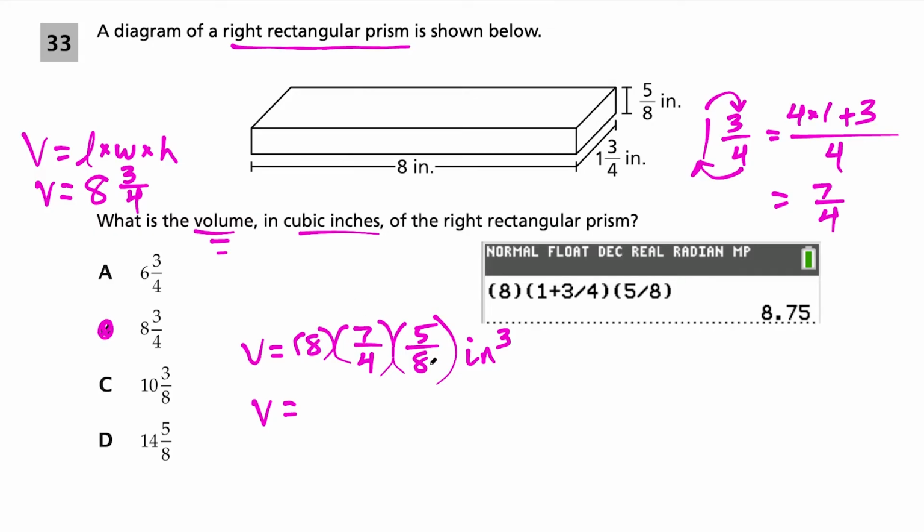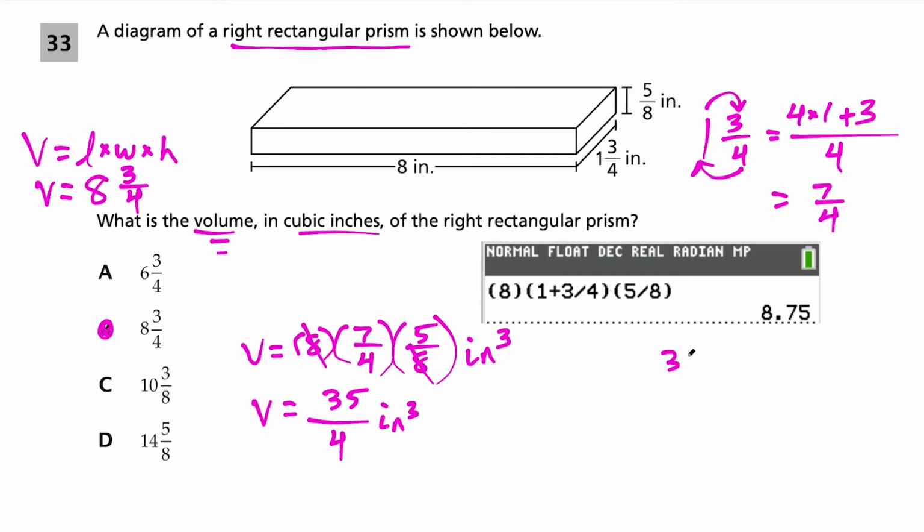Anytime you have matching numbers on top and bottom in the numerator and denominator, and everything is attached by multiplication, you could just cancel out things that match. So 8 divided by 8 will just cancel. And now what we have left, we have 7 times 5 in the numerator, which is 35, over, there's only 4 left in the denominator. So we have 35 over 4 cubic inches.